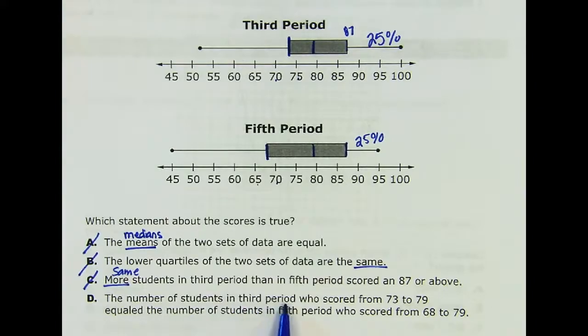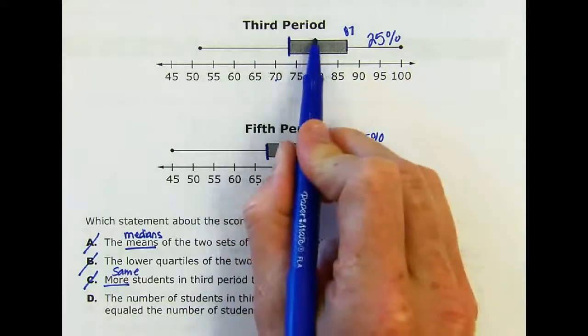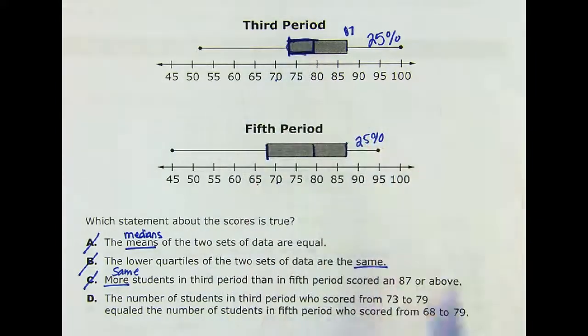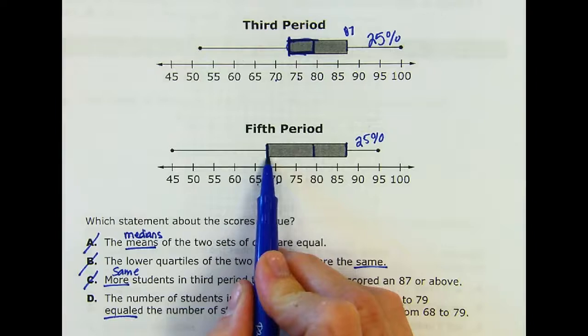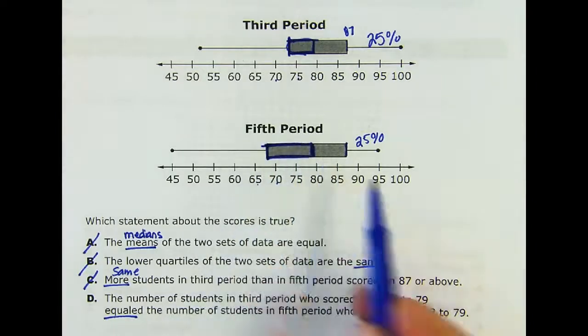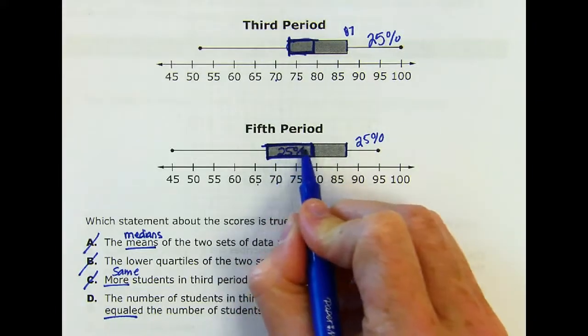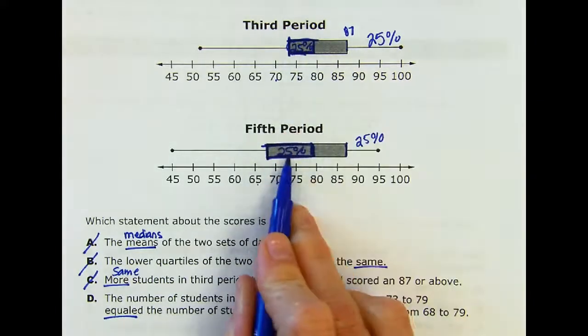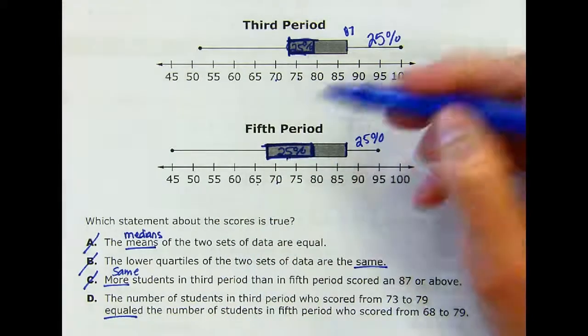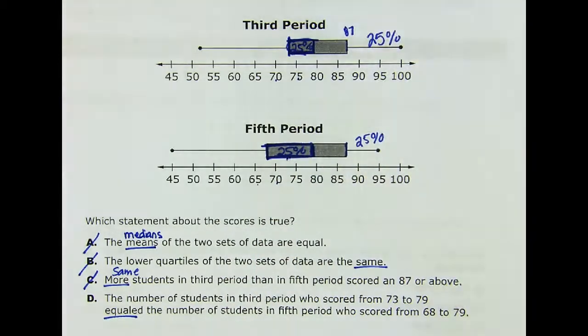It says the number of students in the 3rd period who scored from 73 to 79, so here is 73 to 79, right there, equaled the number of students in 5th period who scored 68 to 79. So here is 68 to 79. Now remember, each of these pieces represent 25% of the data. It does not mean this one's longer, so they have more. If it's 25% of 23 students in the class, that is the same. So they do equal each other. Therefore, D is the correct answer.